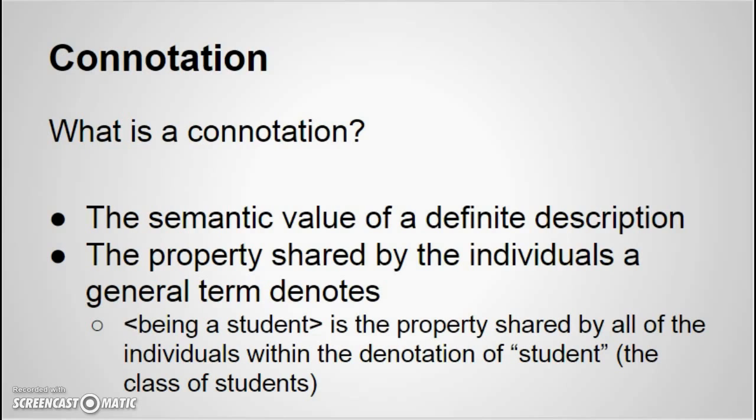Well, for Mill, it's the semantic value of something, at least in this case, of a definite description, or also a general term. One way of thinking about it is as the property shared by the individuals a general term denotes, or the property of the singular individual that a singular term denotes, a singular term that is a definite description. As an example, being a student is the property shared by all of the individuals within the denotation of the term student, which is the class of students.